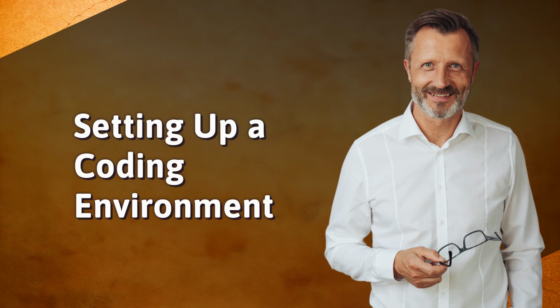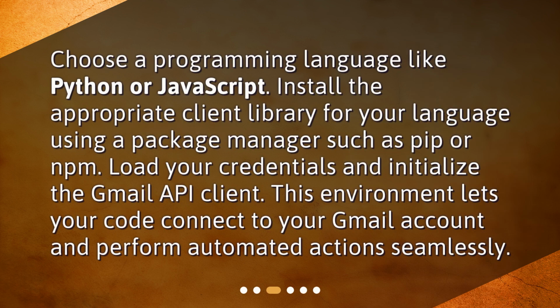Setting up a coding environment. Choose a programming language like Python or JavaScript. Install the appropriate client library for your language using a package manager, such as pip or npm. Load your credentials and initialize the Gmail API client. This environment lets your code connect to your Gmail account and perform automated actions seamlessly.